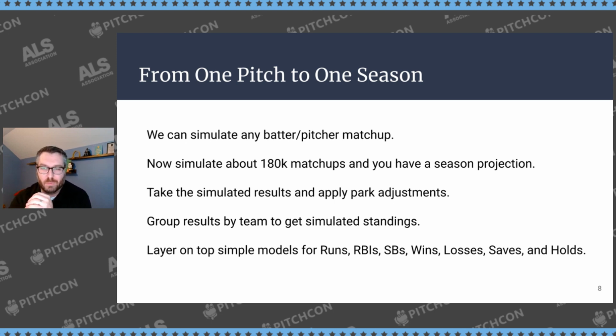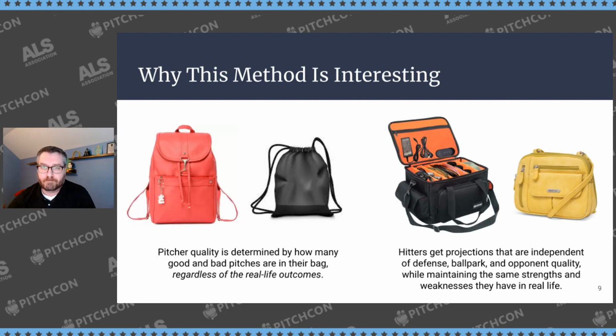And then layer on top of all of that simple models for runs and RBIs, stolen bases, wins, losses, saves, holds, right? So again, if you know a guy's on base percentage, slugging percentage, and you know his team's on base percentage, well, you can make a pretty good estimation of how many RBIs he's going to have, because you have his performance and the team performance, what lineup position he's in, things like that. Okay, so that's how you get to a season projection.